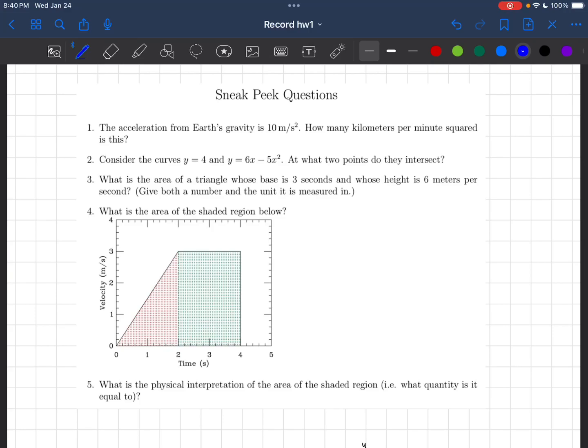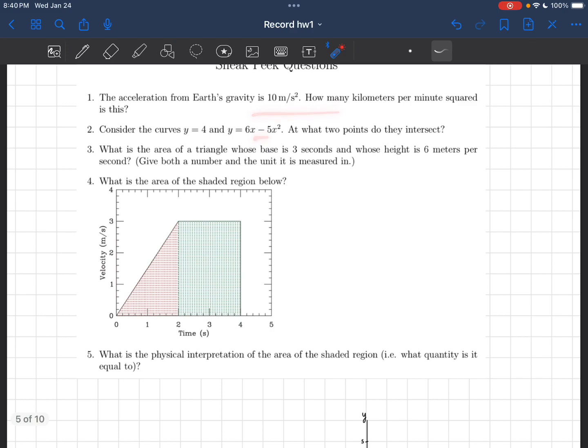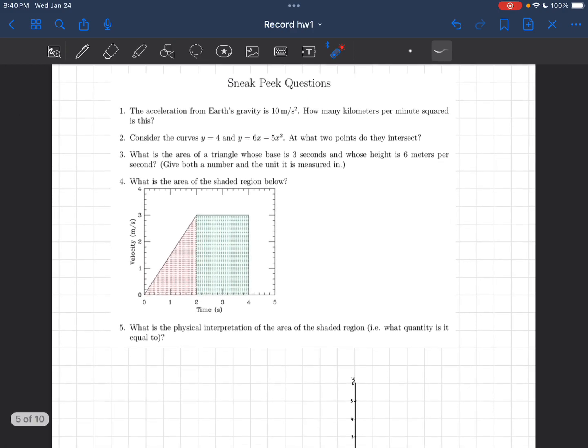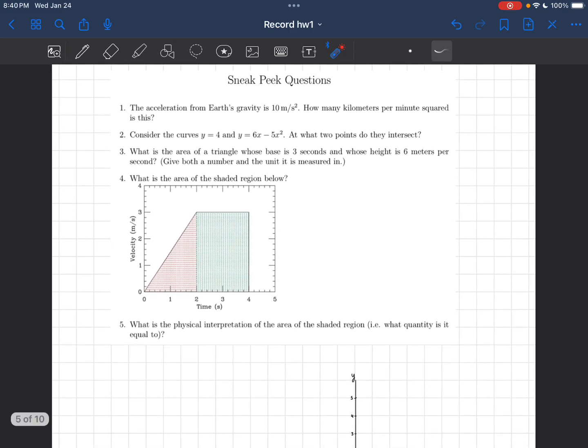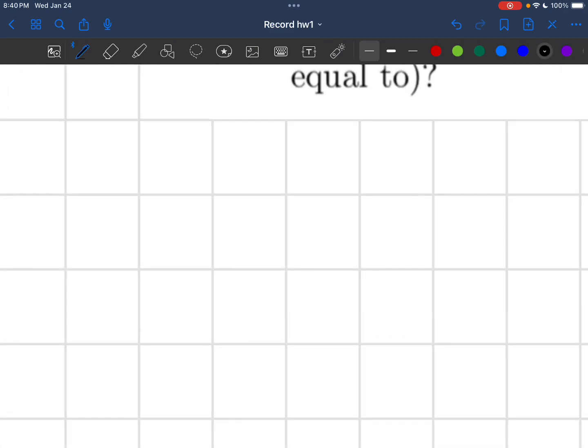Alrighty, y'all. Today we're taking a look at homework 1 for Physics 211. And for this one, we're going to do some unit work, some math, and then we're going to do some 1D kinematics. And this is going to be a bit of a long one, so let's jump right into it. All right. So the first question we have these sneak peek questions.